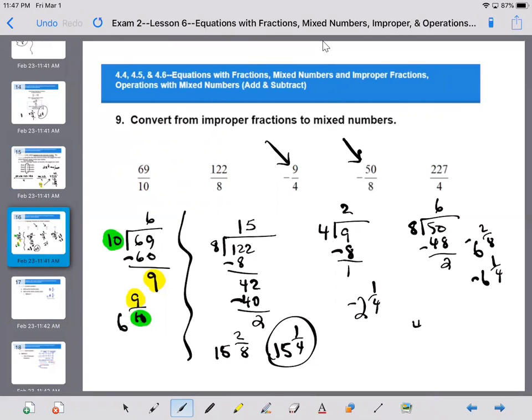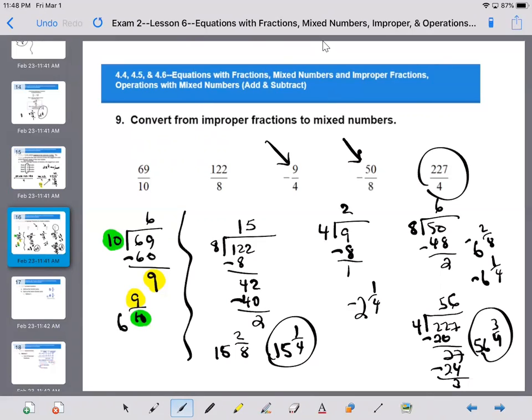And then finally, we've got 4 will divide 227. 4 will divide 22 tens, 5 tens. There's 5 tens and 22 tens, so that would be 20. So 4 divides 27, which would be 6 times. So 56 and 3/4 is the same as 227 fourths.